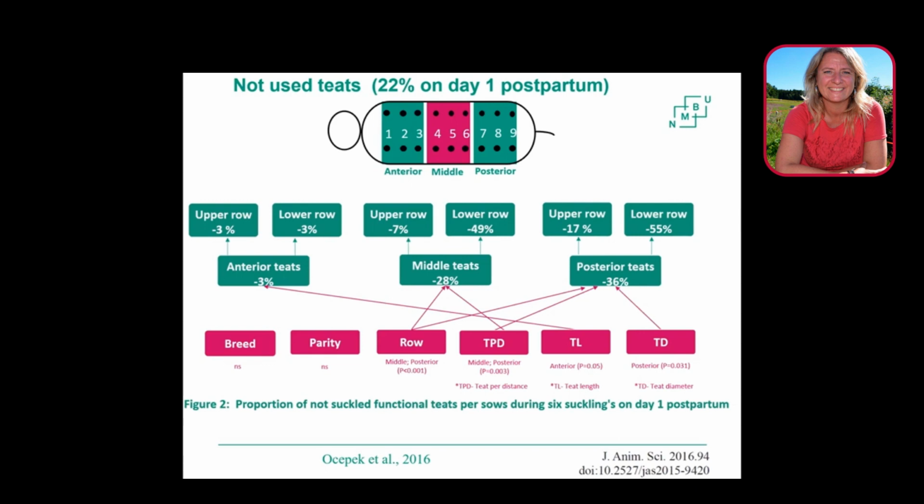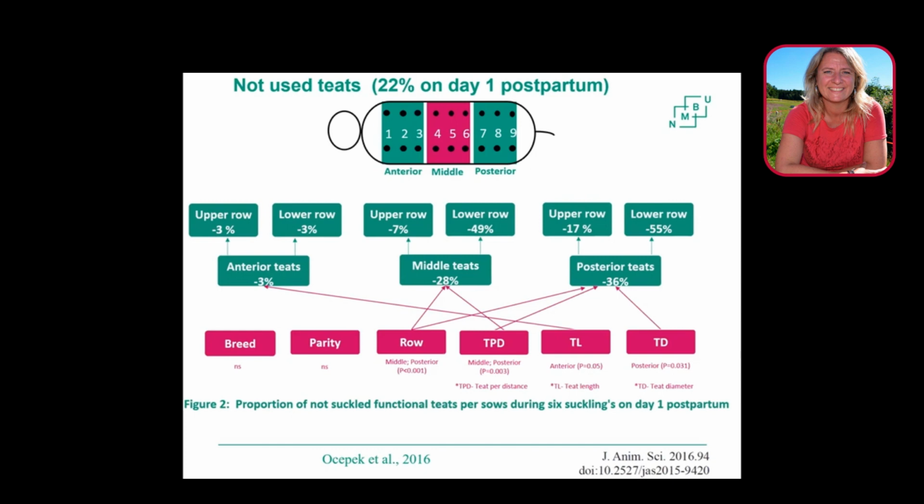Here the symbols mean TPD means teat pair distance, which was the most important. It's the distance between the upper and lower row of teats, as you see from the picture above. We also measured teat length and teat diameter, which didn't mean so much and didn't affect nursing success that much.